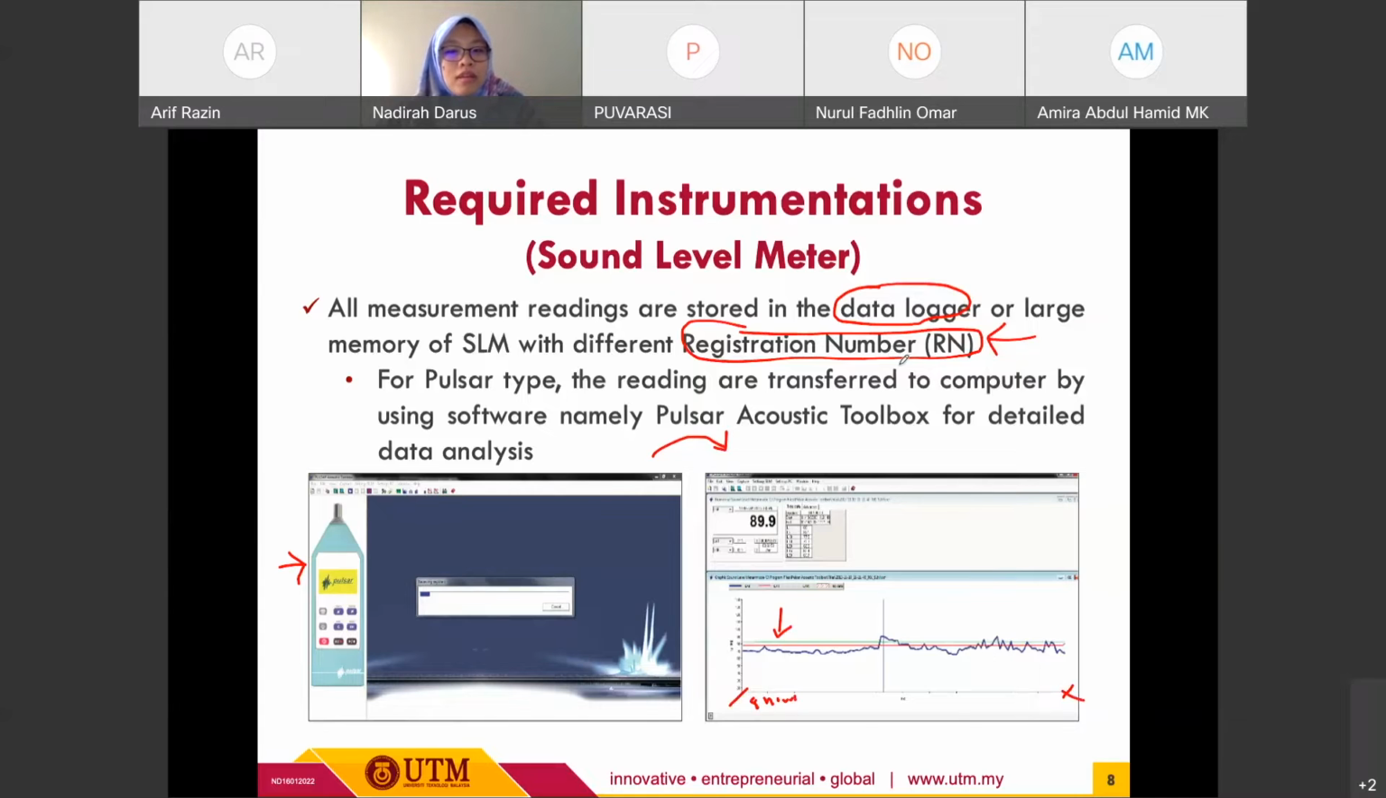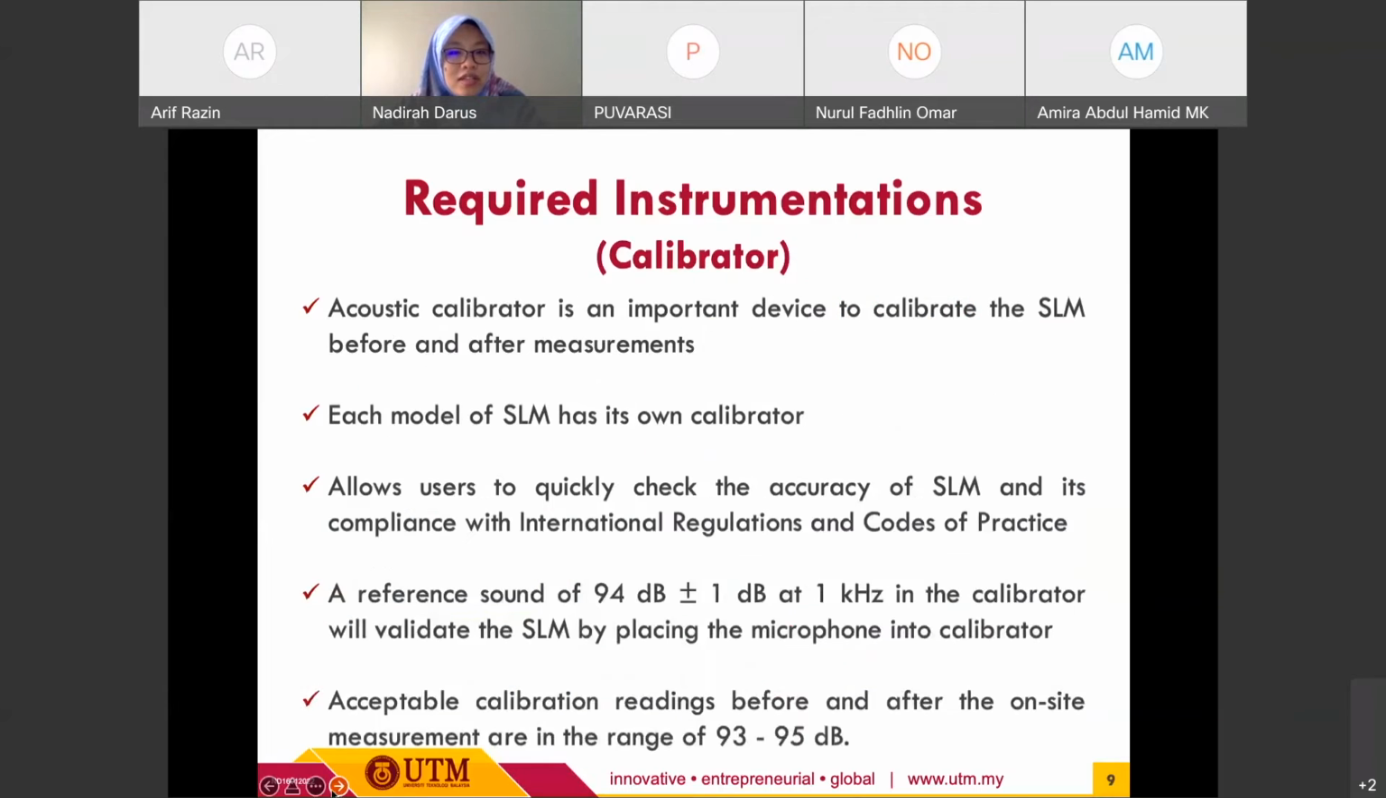Okay, alright. So that's for sound level meter. It's one of the important ataupun main equipment that we need for the noise measurement. Alright. Okay. So continue to that, another instrument ataupun dia dah memang come together adalah calibrator.